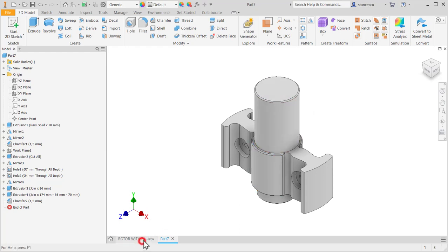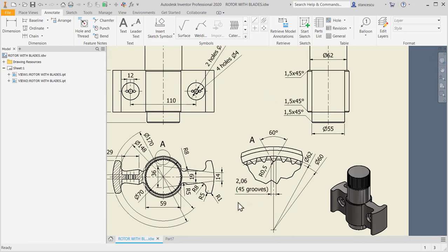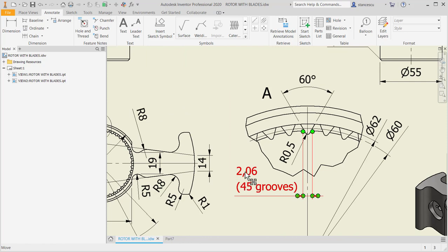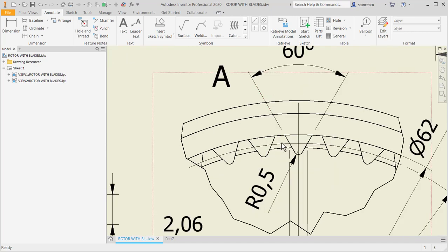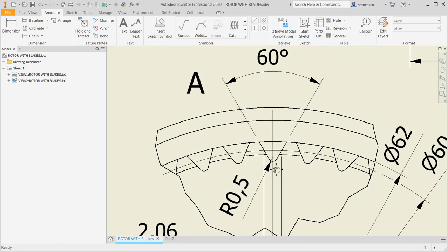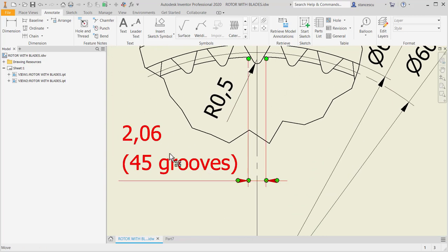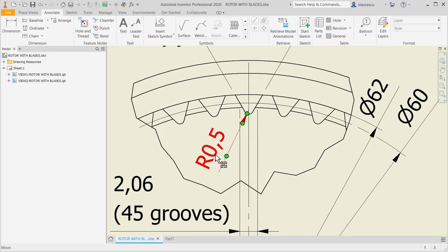The last is this 45 grooves of 2.06. They are placed on the upper cylinder with these dimensions. Yes, there is a diameter for the pitch. This is the pitch, 2.06. Radius 0.5, 62 and 60.